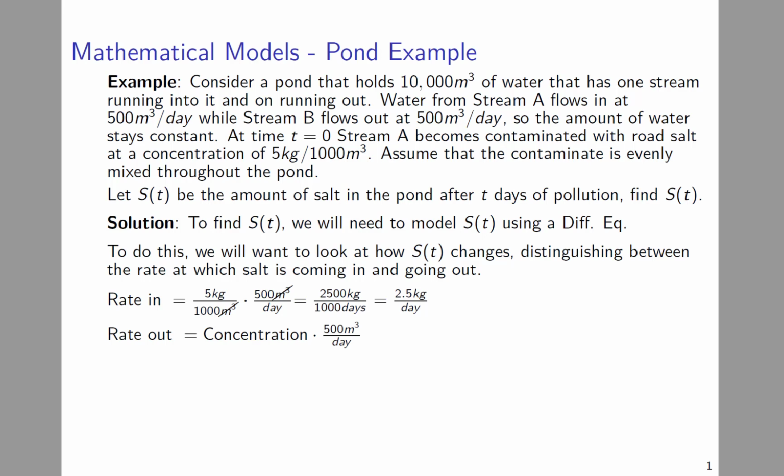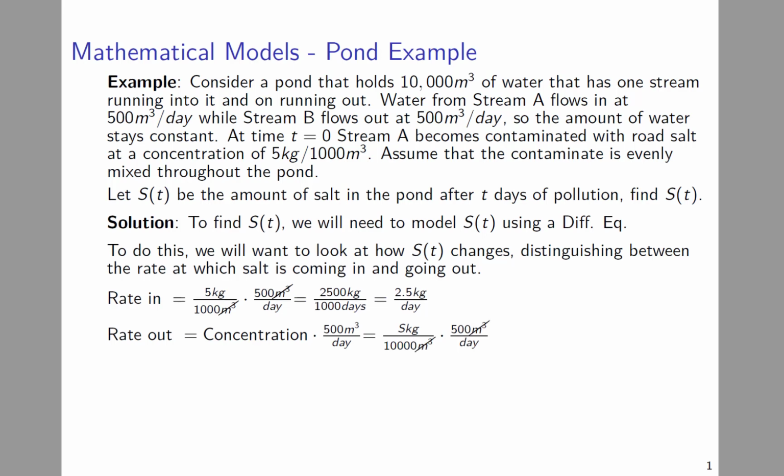The concentration of salt in the water will be the total amount of salt divided by the total amount of water. The total amount of water is given to us with 10,000 cubic meters of water in the pond, and the total amount of salt in the pond is given by the function S of t. So the concentration is S kilograms per 10,000 cubic meters. And this is flowing out at a rate of 500 cubic meters of water per day. Canceling the cubic meter units, we get 500 times S over 10,000 kilograms per day, which reduces down to S over 20 kilograms per day.